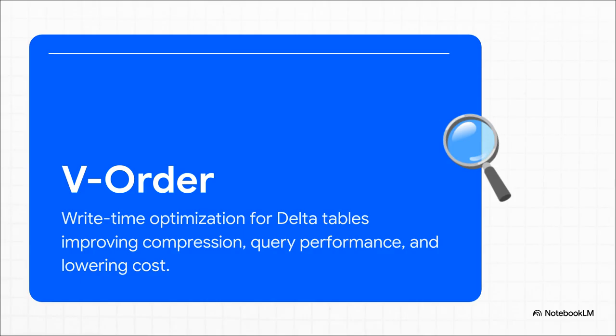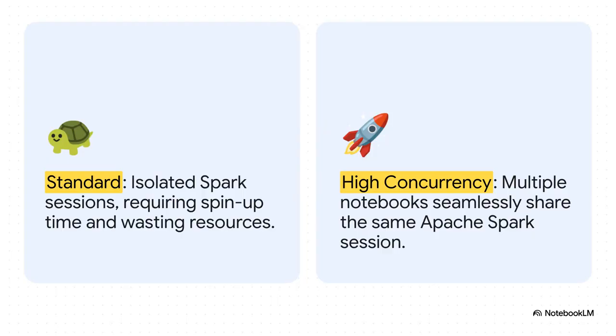V-Order is this proprietary write-time optimization that gets applied directly to the physical layout of your Delta tables. By organizing the data way more efficiently on the disk itself, it drastically improves columnar compression and scan efficiency. And what does that mean for us? It directly translates to lightning-fast Power BI Direct Lake reports and noticeably reduced compute costs. It's a total win-win.